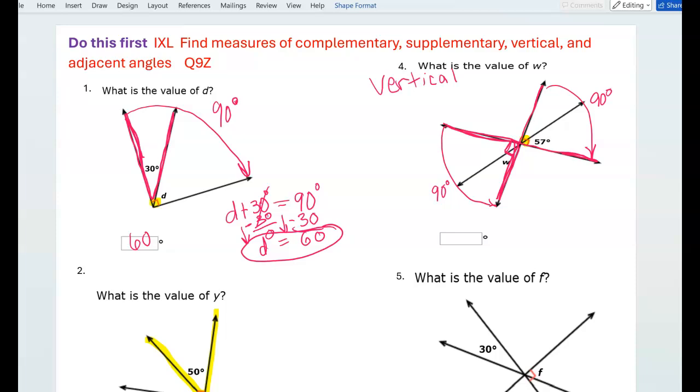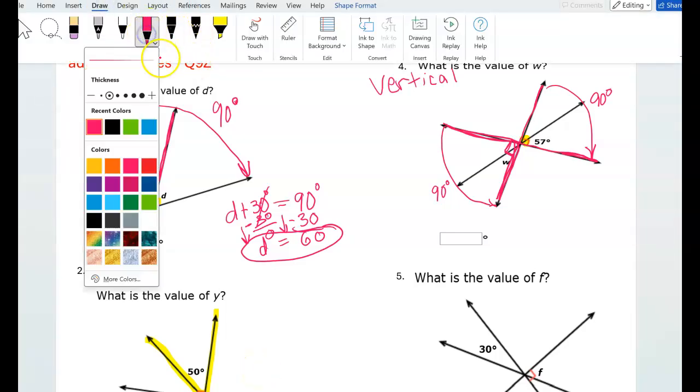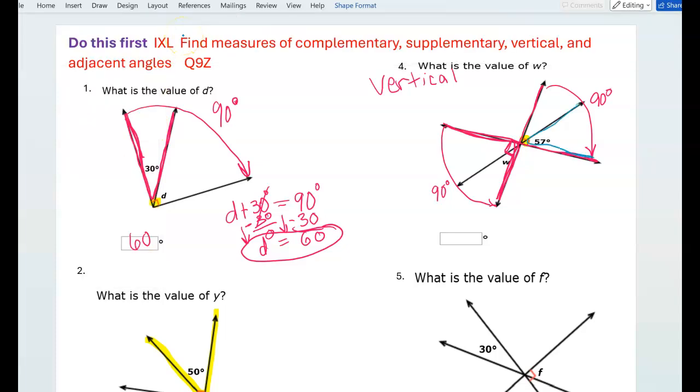Well, hold on a minute. We can break it down even further and say that this angle here, that's 57 degrees, is vertical to this angle here. It's 57 degrees. Okay, they are vertical. So now we know this is 57, this is 57.